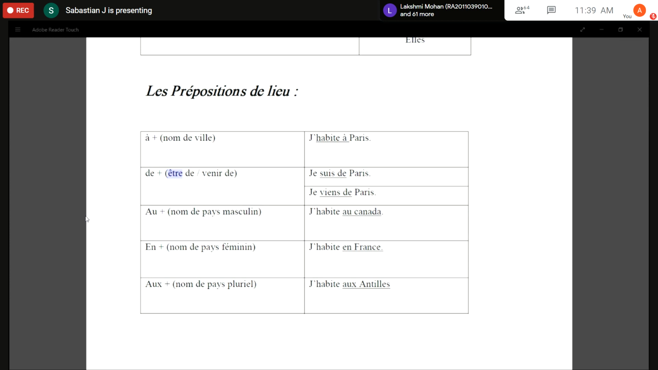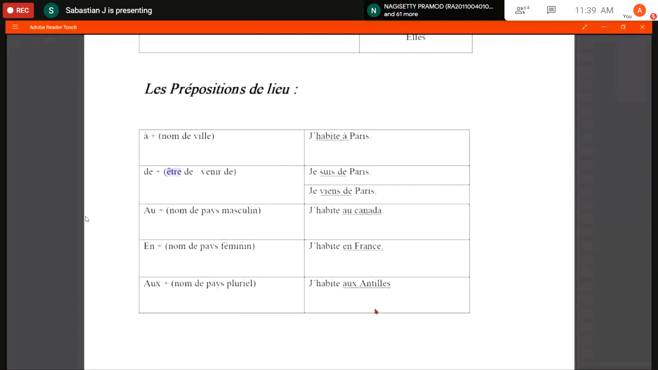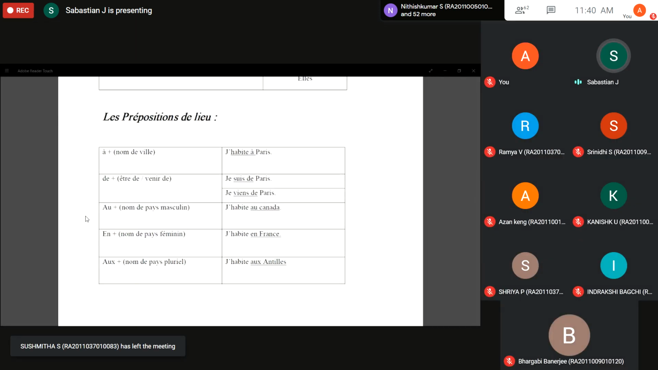Ramya, please. Je suis, tu es, il est, elle est, nous sommes, vous êtes, ils sont, elles sont. Fine, so that will be the conjugation for être. I will stop sharing this screen, and I will just give you the verb conjugation of venir. Please note it down.